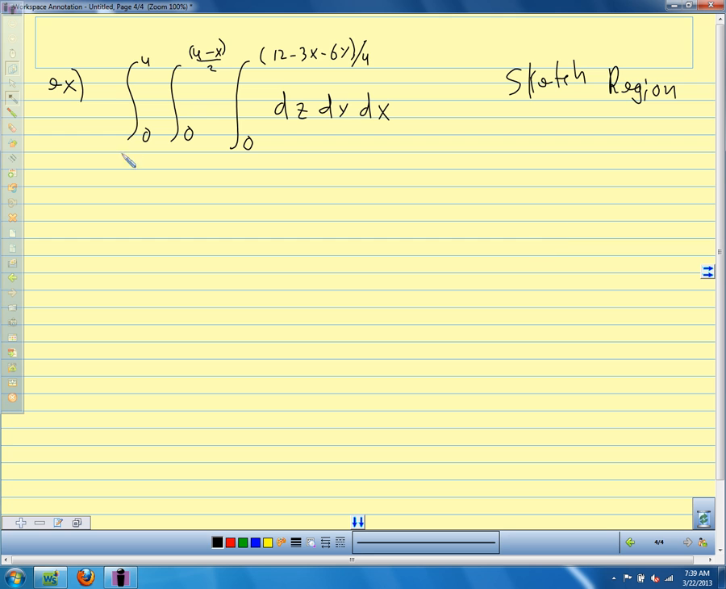So let's go outside in. From the limits, what does it tell us about x? 0 is less than or equal to x, less than or equal to 4. And y? 0 is less than or equal to y, less than or equal to (4 minus x) over 2. And for z, finally, 0 is less than or equal to z, less than or equal to (12 minus 3x minus 6y) over 4.